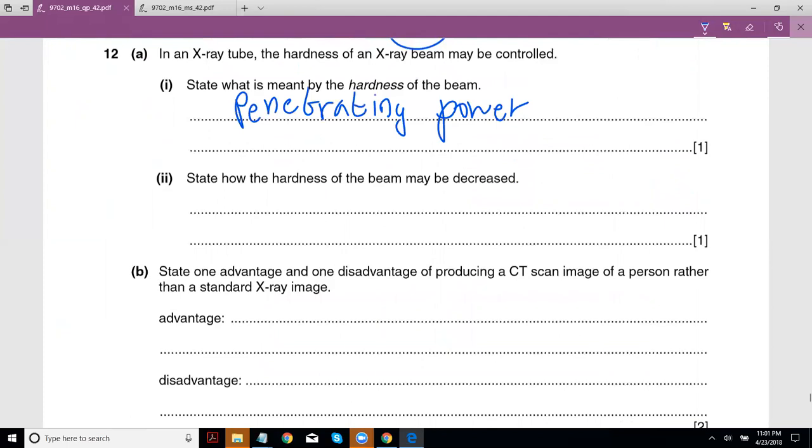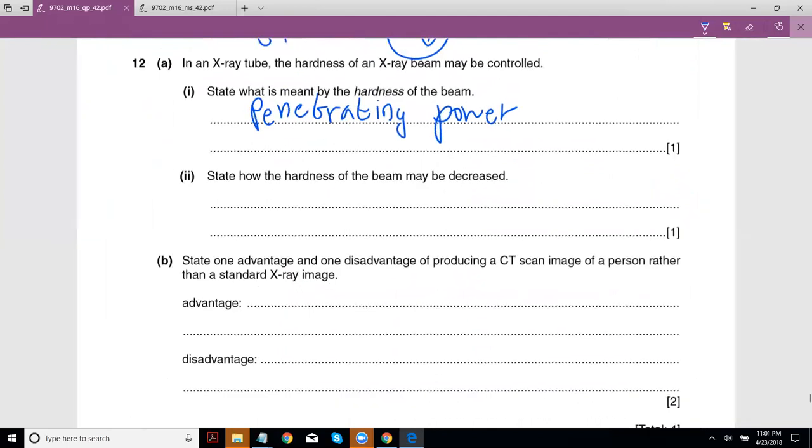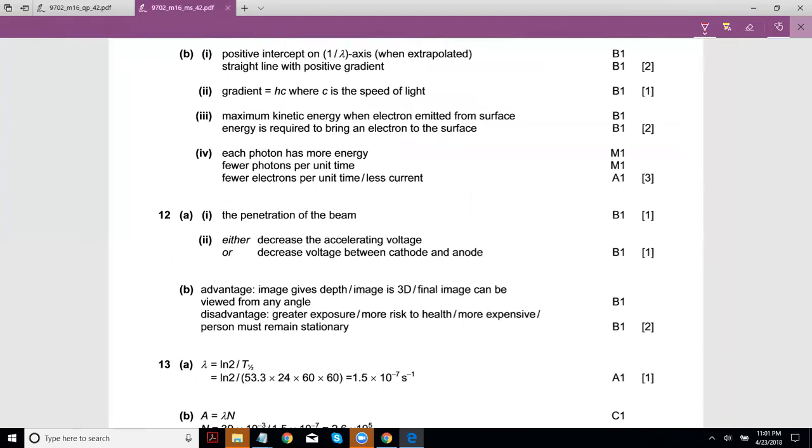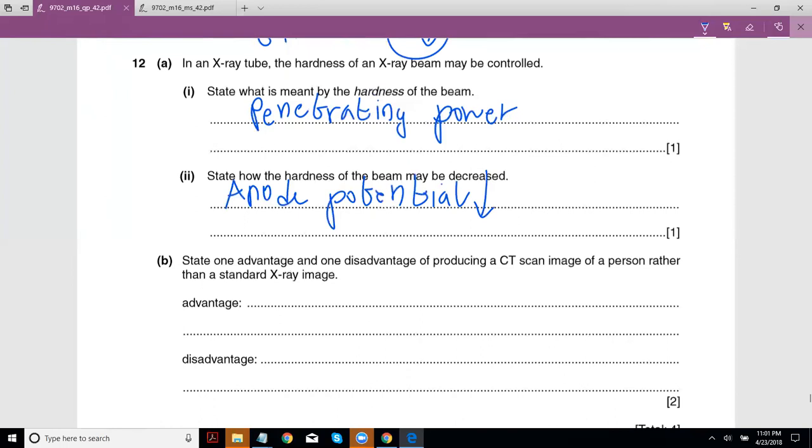State how the hardness of the beam may be decreased. Anode potential, I believe. Am I right? I think you decrease the potential difference. Yes, you reduce the anode potential. So that should work. That is, decrease the accelerating voltage, or decrease the voltage between cathode and anode. The potential difference will decrease. Even if you just vary the anode potential, the potential difference will decrease. But let's find a better way to phrase it.